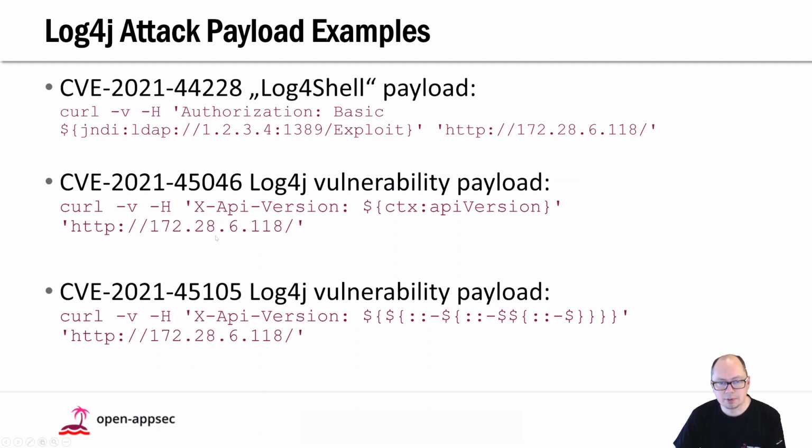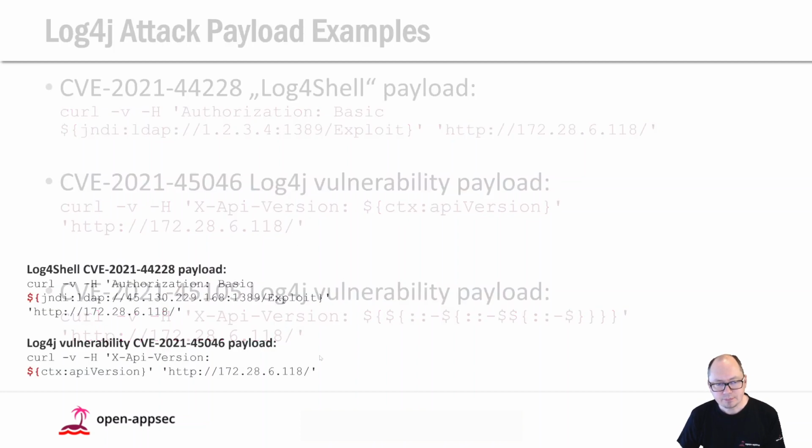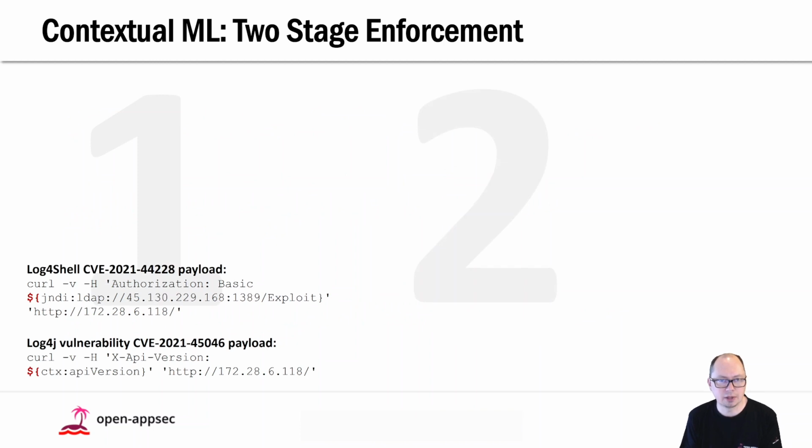In the second example, we see someone doing a context lookup for the API version field, which is the same field that this context lookup is being done for. So this causes a loop. And the third example is the one with the infinite recursion based on this specific string here, all targeted at the same web server. So let's now feed them into our contextual machine learning engine.